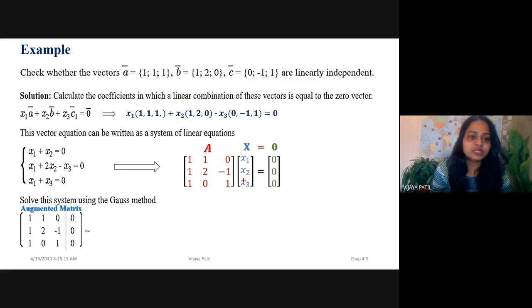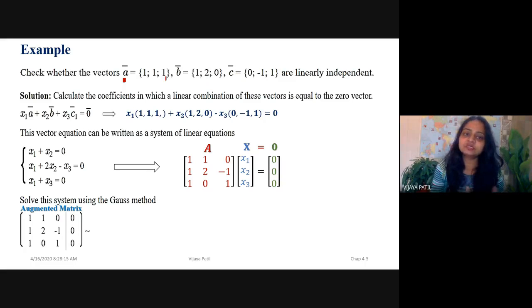So let us go for the example. We have been given a bar, b bar, and c bar. If you observe the components of these vectors, they are 1, 1, 1. That means how many components have been given to me? The a bar vector has 3 components: 1, 2, 3. So if a bar is of this order, my other vectors have to be of the same order to check whether they are linearly dependent or independent.